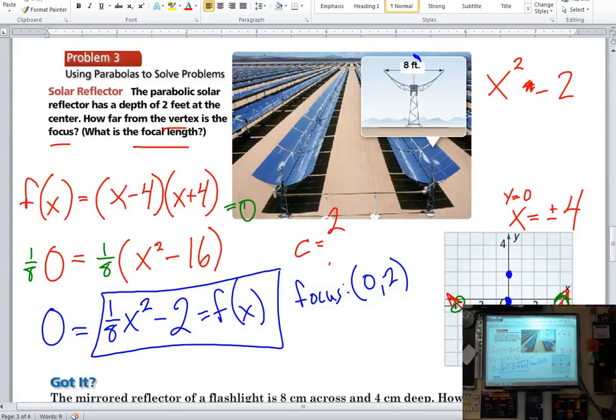I forgot, good catch, even if it only has a vertical shift, that's the part that I forgot. We have to switch over to here. Because we have the vertical shift, we can't just use the focus as 0, 2. We have no horizontal shift, so my H is still 0.